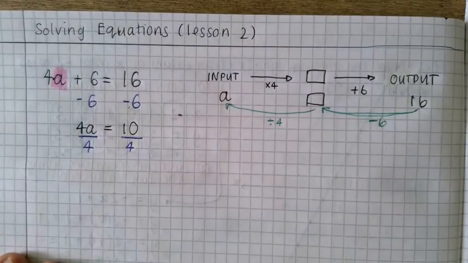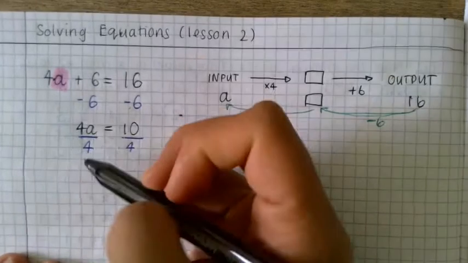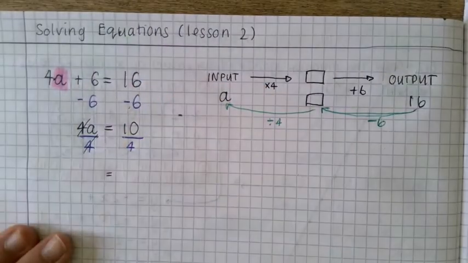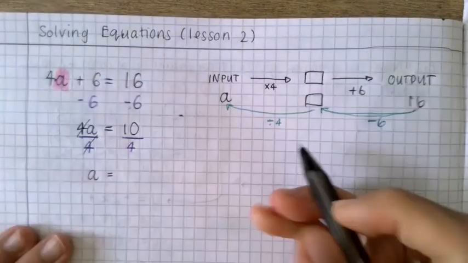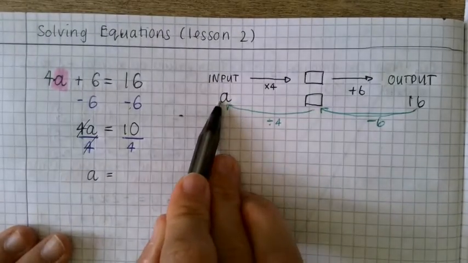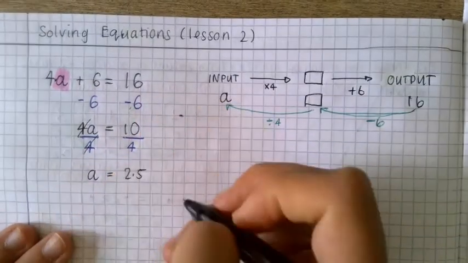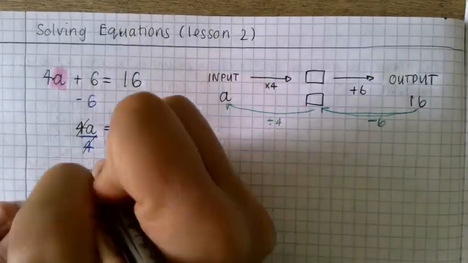I'm going to divide by 4. So on the left-hand side of my equal signs, we'll divide by 4, and times by 4 and divide by 4 cancel, and we get back to our input. And 10 divided by 4 is 2.5, or you can simplify that to 5 over 2.